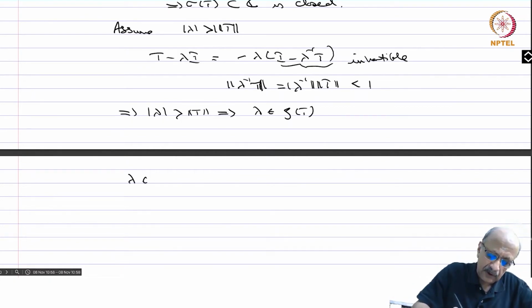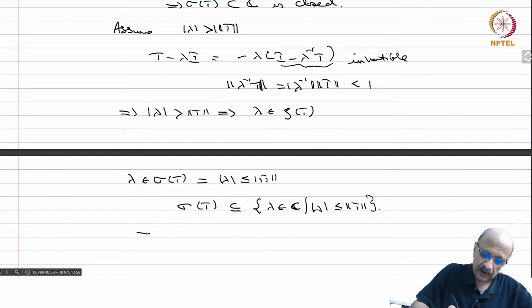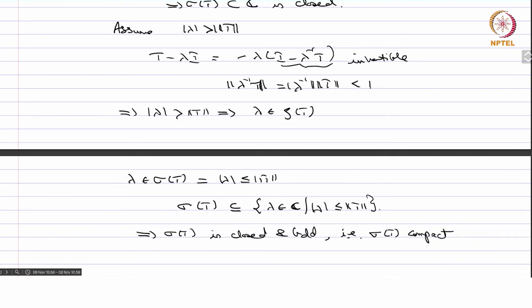So lambda belongs to sigma(T) implies mod lambda should be less than or equal to norm T, and therefore sigma(T) is contained in the set of all lambda in C such that mod lambda is less than or equal to norm T. So it's a bounded set, it's a closed set, so sigma(T) is closed and bounded, that is, sigma(T) is compact. So the spectrum is a compact subset of the complex plane.